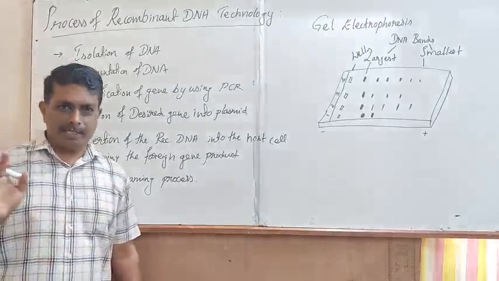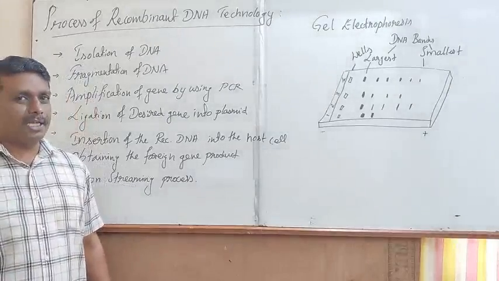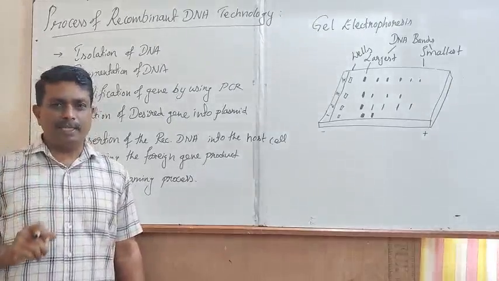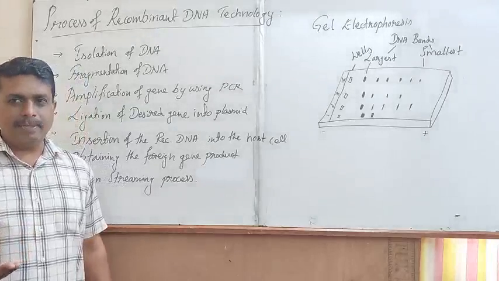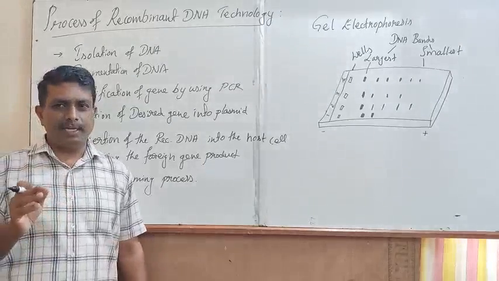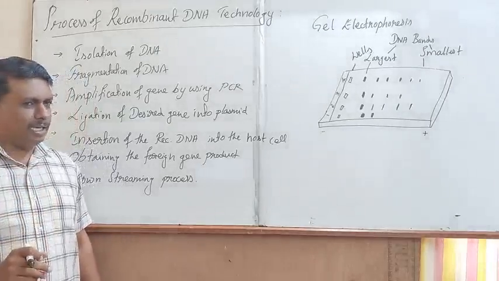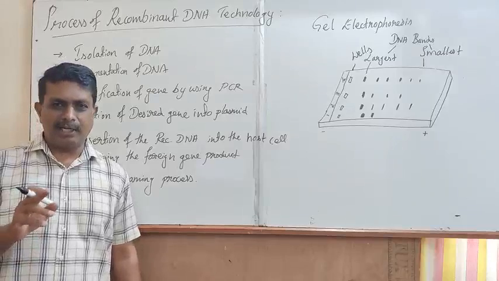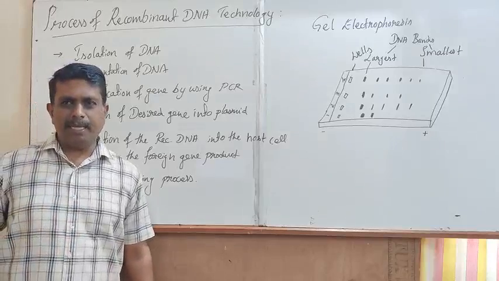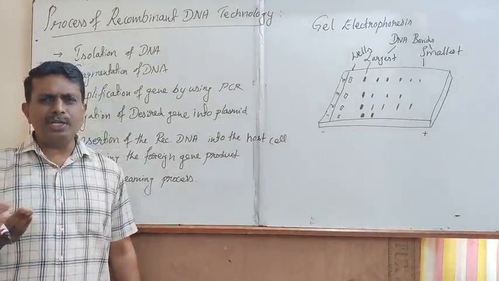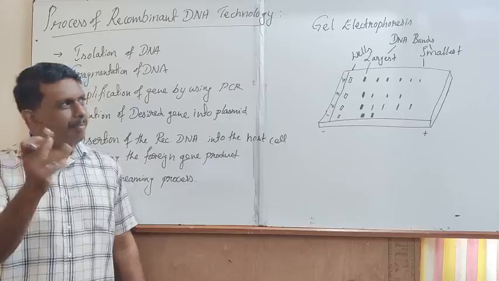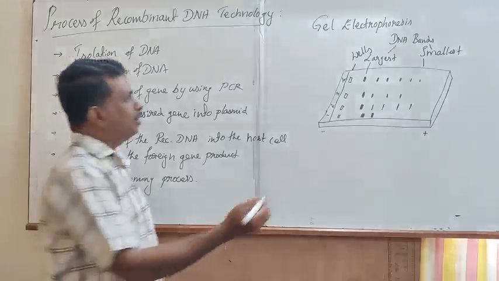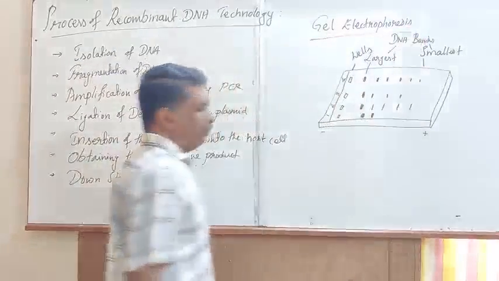The 7 important steps are namely, the first step is the isolation of DNA. The second step is fragmentation of DNA. The fragmentation of DNA is performed by using an enzyme called restriction endonuclease. And the next step is the isolation of desired gene by making use of gel electrophoresis.